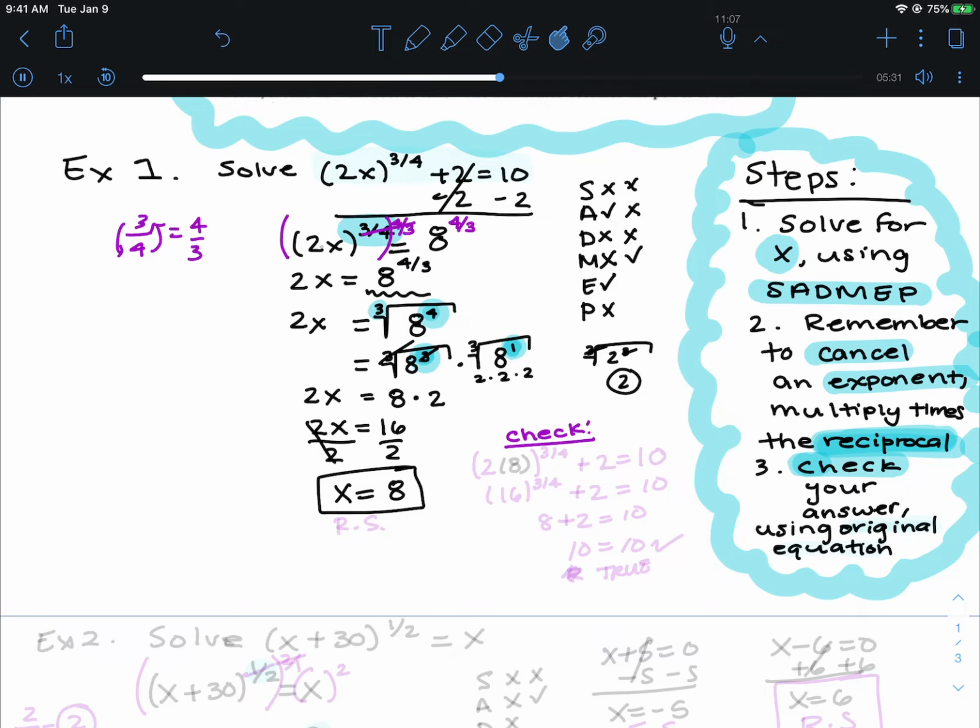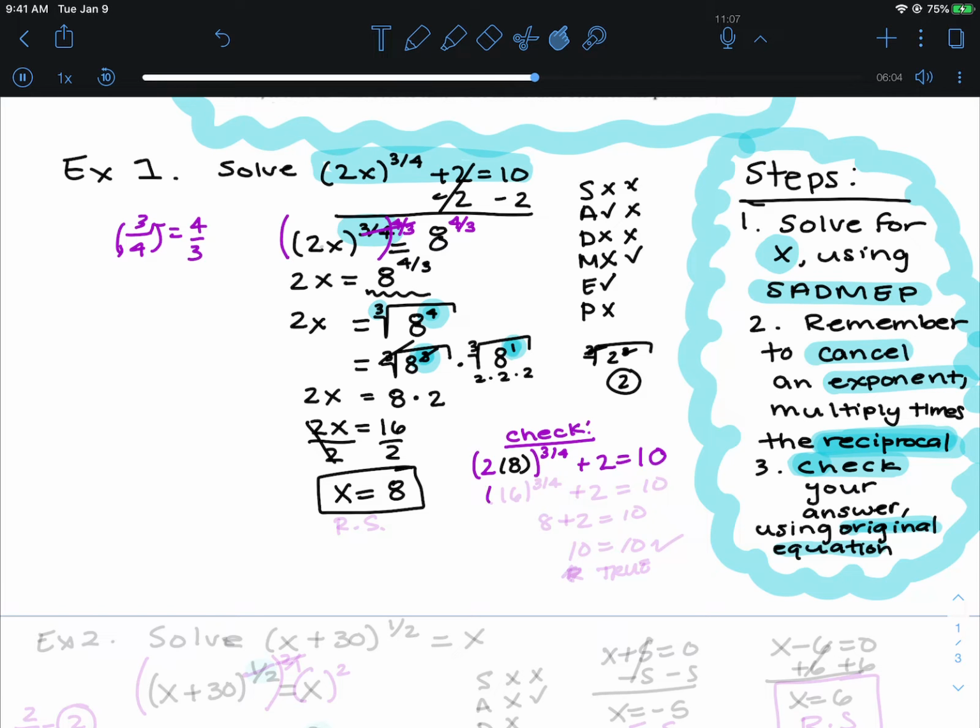Okay, and make sure that you are using the original equation. We want the original equation, which means this one right here. So now I'm going to get 2 times x, but now my x is 8. So I'm going to put 8 to the power of 3/4 plus 2 equals 10.